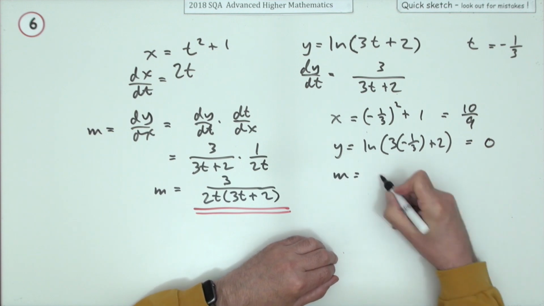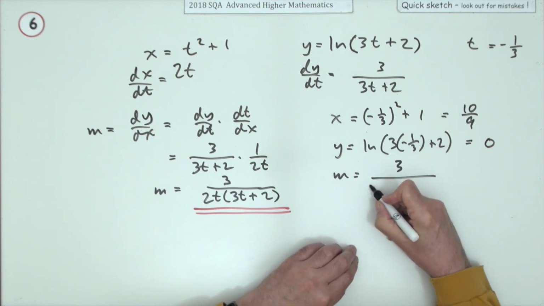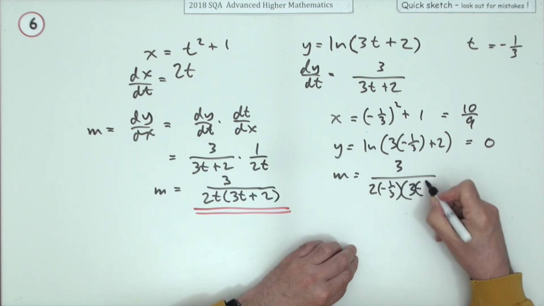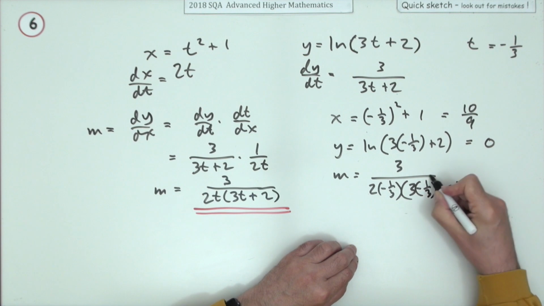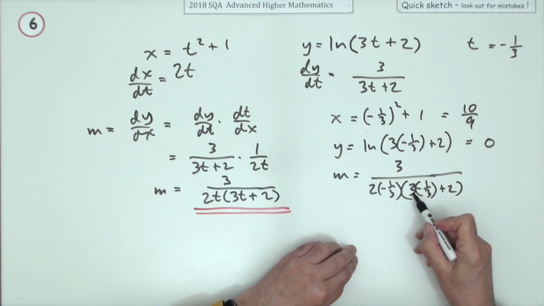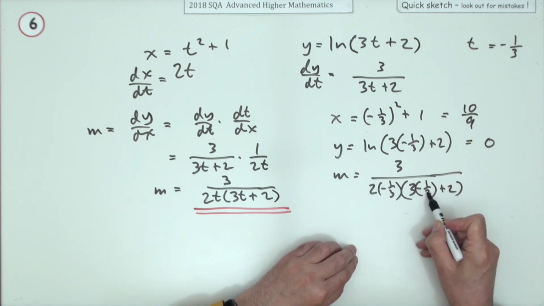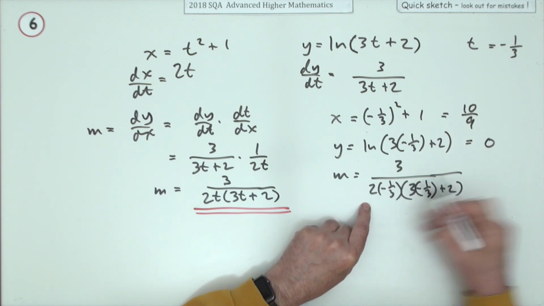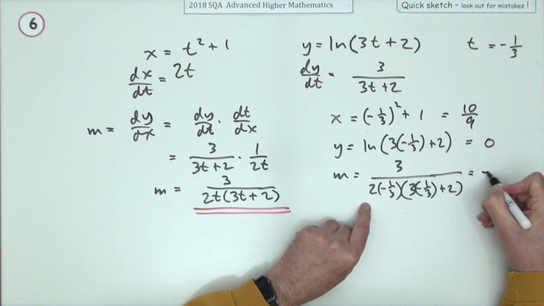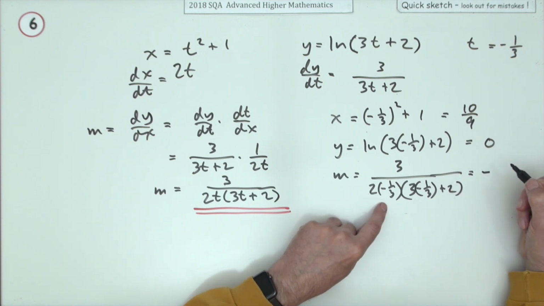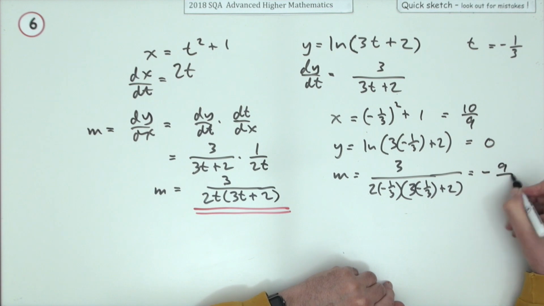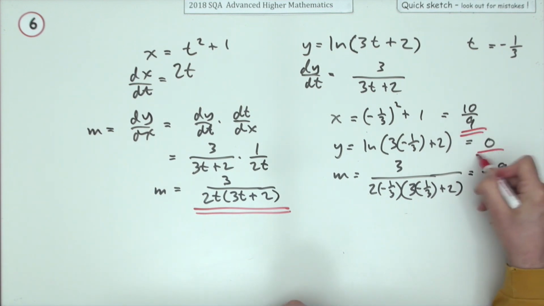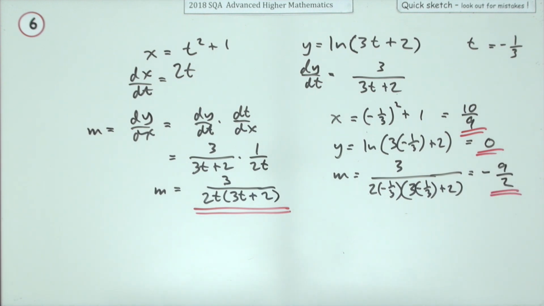The gradient is going to be, it's a bit more complicated, 3 over 2 times negative a third times 3 times negative a third plus 2. That part just comes to 1 because that's negative 1 plus 2, so it's just this bit. So you've got 3 over negative 2, so it's a negative gradient. Take the negative out of it. And that 3 can pop up to the top to make it 9 upon 2. So that's all we need to know, the coordinates and the gradient.